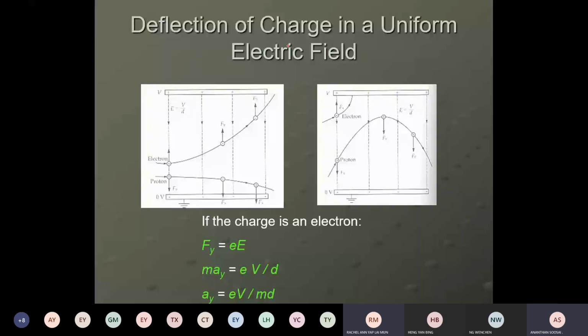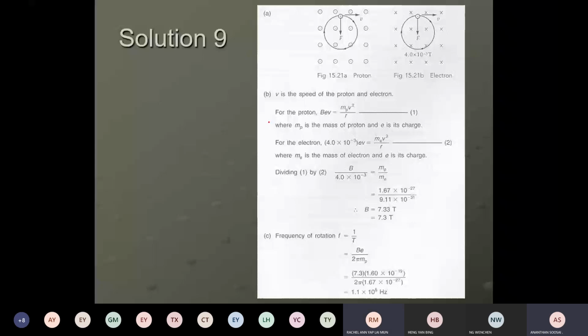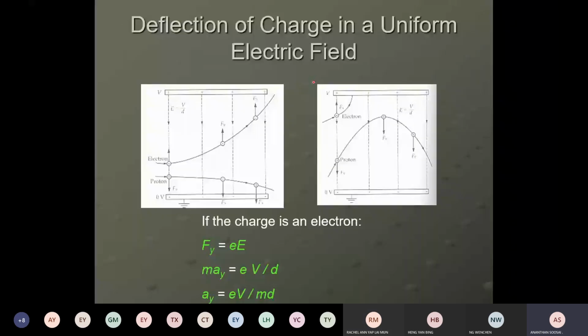So, deflection of charge in a uniform electric field. Now you see a magnetic field makes a circular path, BQV equals mv squared over r. Electric field, recall back your electric field knowledge. A charged particle entering an electric field makes a parabolic path. Recall back, these are all the ones you learned before.